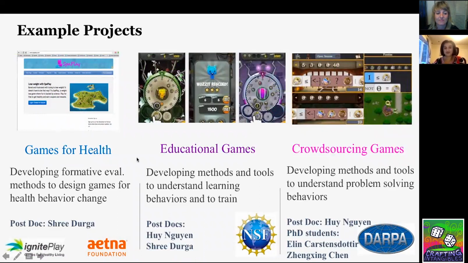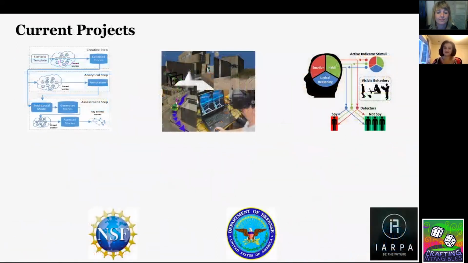through a game. And we also worked with an educational game company to understand how people are learning through their game design. And also we worked with DARPA to look at crowdsourcing for citizen science using games as an interface. So these are examples of games in the past.